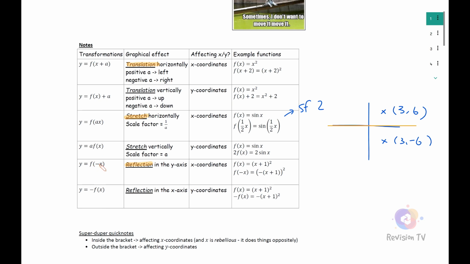f of negative x, if you have minus x, then you're reflecting in the y-axis. If you reflect along the y-axis, that point is (minus 3, 6). So you can see the x coordinate changes. That's how I remember it. So x is a spoiled kid. Next one, if it's outside the bracket, they affect the y coordinates.